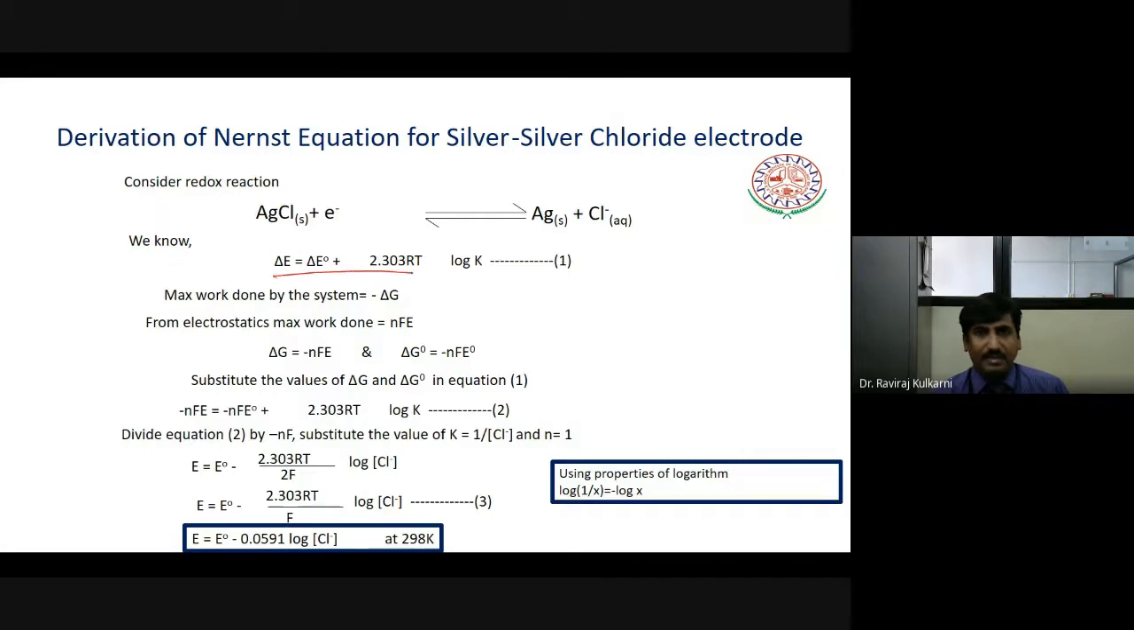Delta E is equal to delta E naught plus RT delta N. You can derive from the beginning. This is from thermodynamics, this is from electrostatics. So delta G is equal to minus nFE, delta G naught is equal to minus nFE naught. Substitute the values, and you can derive the Nernst equation of this. So this is the Nernst equation: E is equal to E naught minus 0.0591 into log of Cl minus, at 298 K.